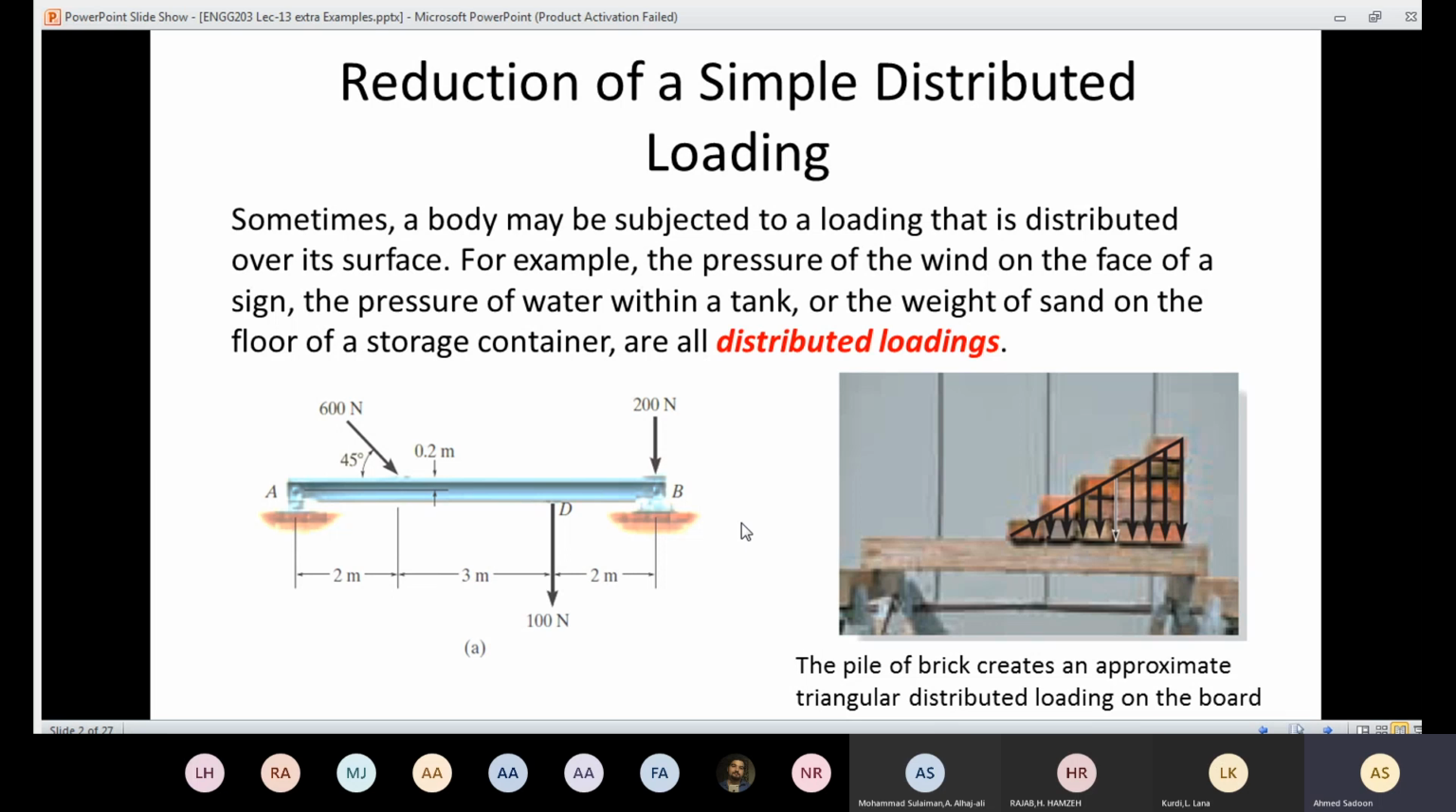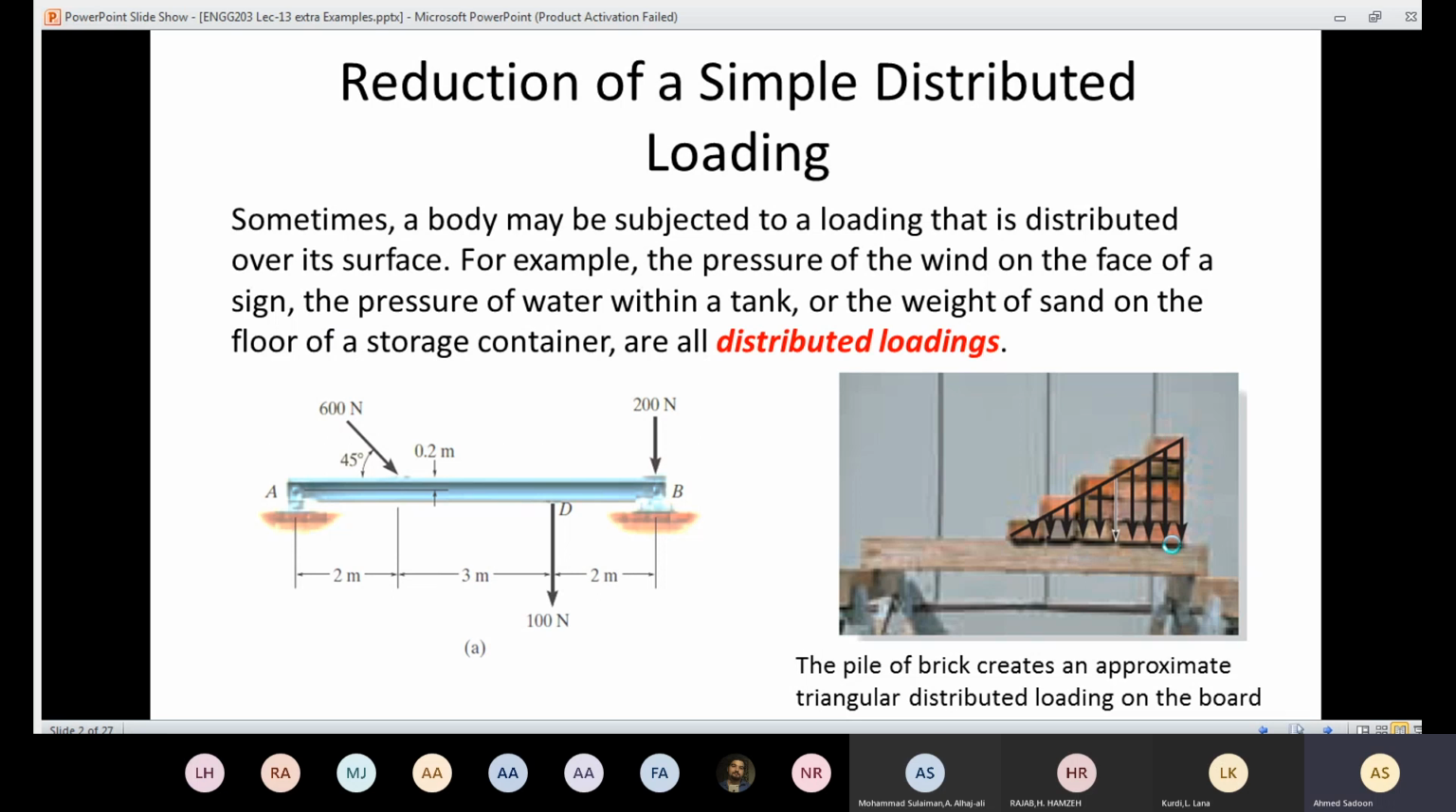And also the pressure of the water within a tank. It's just like a load which is distributed over a surface. And also the weight of sand on a floor or a storage container. All are distributed loading. Here, for example, we have a beam. We have a number of bricks. It has been set up so that it looks like a triangular distributed loading. So we need to know how to deal with such cases.